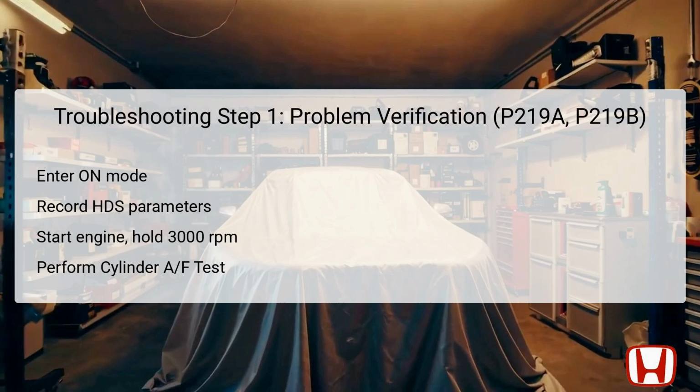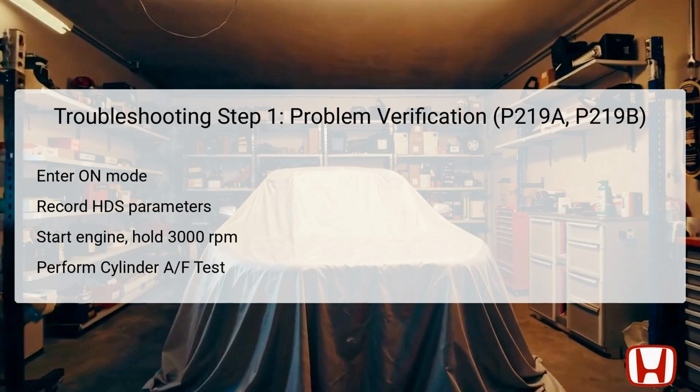The first step in troubleshooting DTC P219A and P219B is problem verification through the Honda Diagnostic System, HDS. Begin by turning the vehicle to the on mode without starting the engine. It is critical at this stage to record various parameters such as vehicle speed, engine speed, manifold absolute pressure, MAP sensor readings, engine coolant temperature, ECT, accelerator pedal position, APP, and short-term fuel trim values for both Bank 1 and Bank 2.